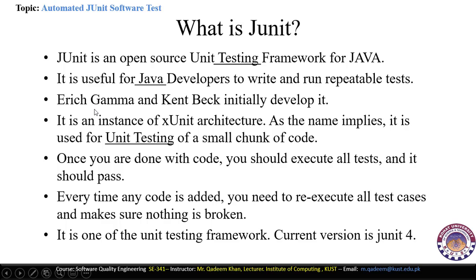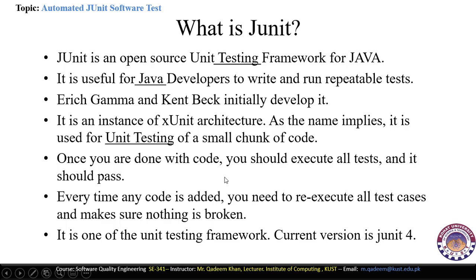JUnit was first introduced by Erich Gamma and Kent Beck, and initially they developed and used that test. It is an instance of the xUnit architecture. So basically xUnit is in effect a unit software development architecture which provides the instances such as JUnit. As its name says, it is a unit test for a small chunk of code. So here we just test a small piece of code. Once we are done with this piece of code, then we perform all sorts of tests and check whether it is a passed test or failed.